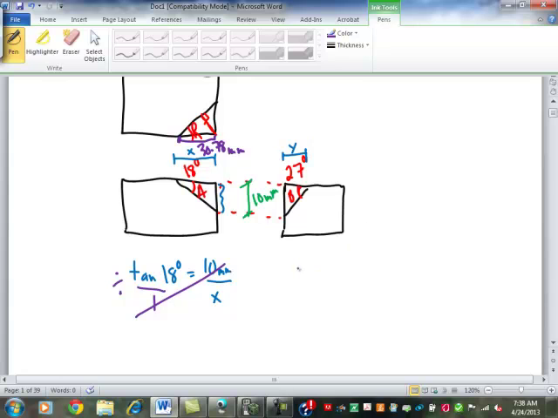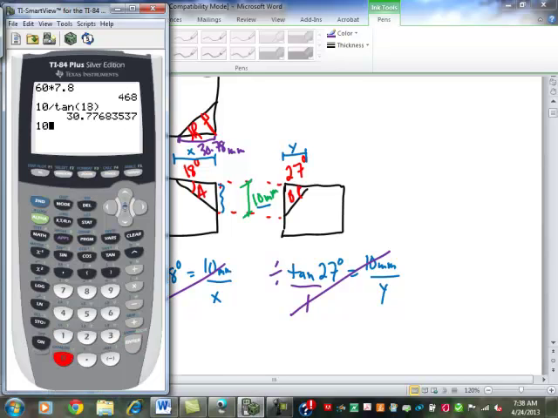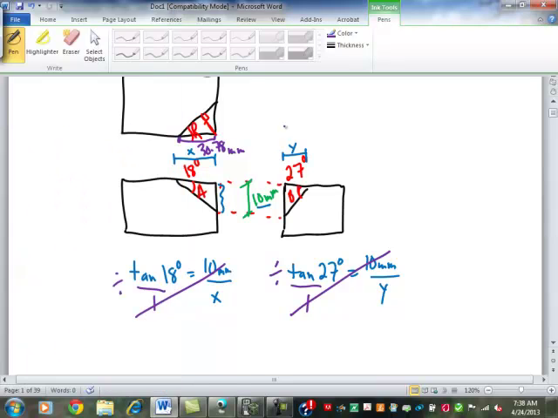So now here to find y, that's going to be a tangent of the 27 degrees. The opposite side is still the 10 millimeters. Now the adjacent side is the y. Put this over 1, we're going to cross multiply and divide. So now it's 10 millimeters divided by the tangent of 27 degrees. 19.63, which is also this dimension right here.